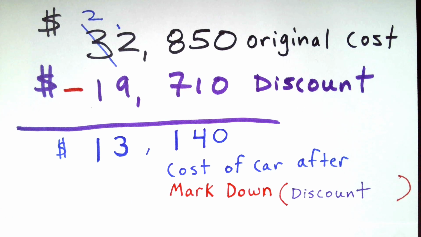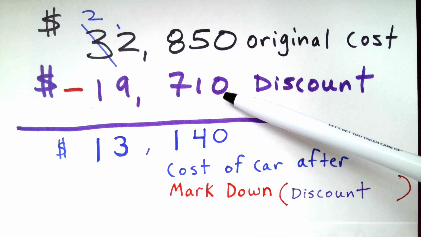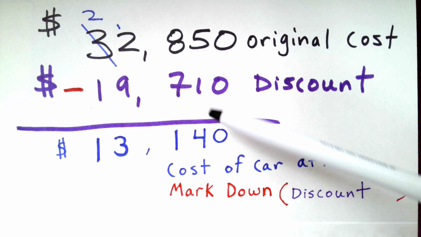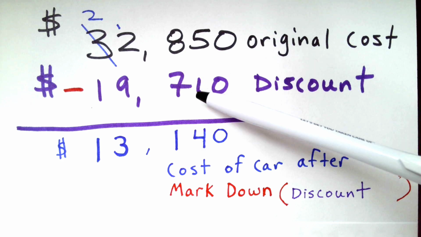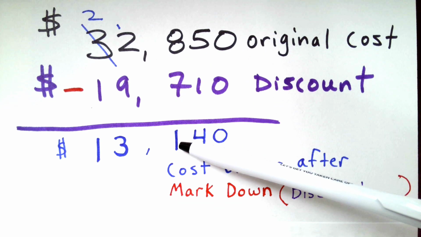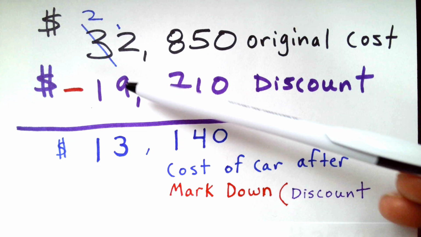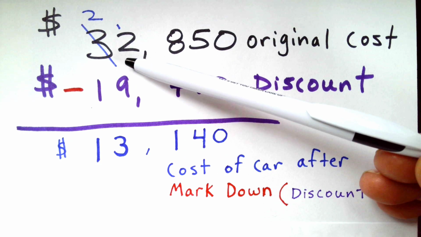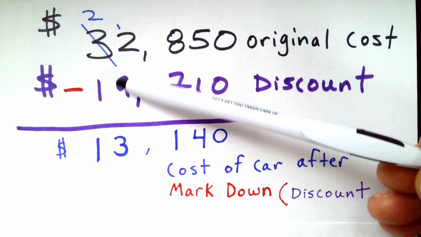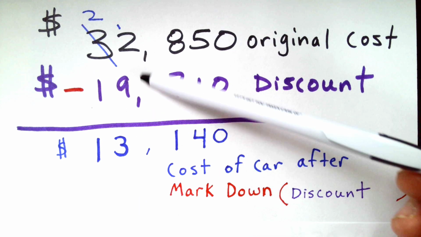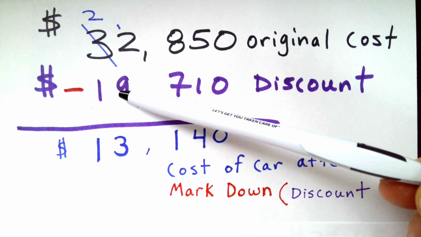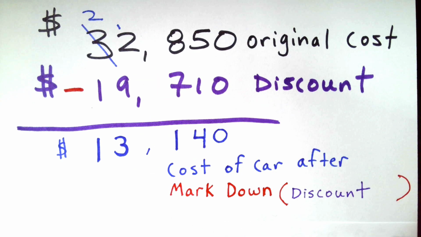Let's subtract these values. 0 from 0 is 0, right? Take away 1 from 5 is 4. Take away 7 from 8 is 1. Can I take away 9 from 2? I absolutely cannot take away 9 from 2, right? This is the thousands place. I cannot take 9,000 from, let's say, 2,000, right?